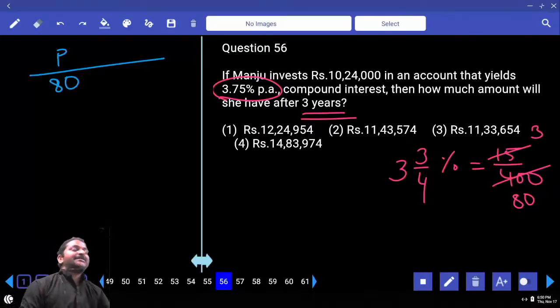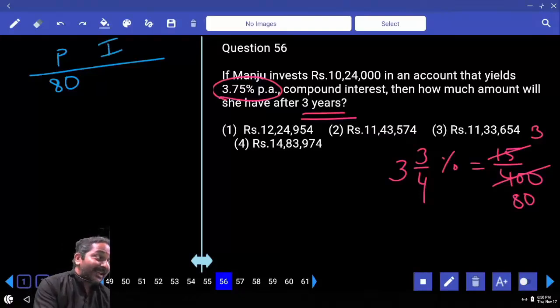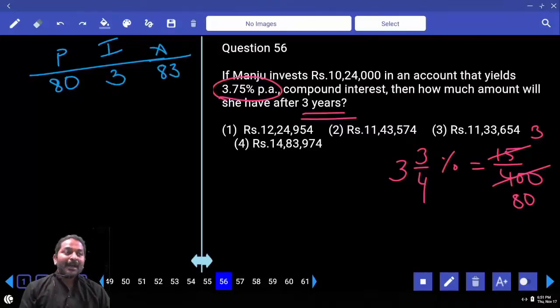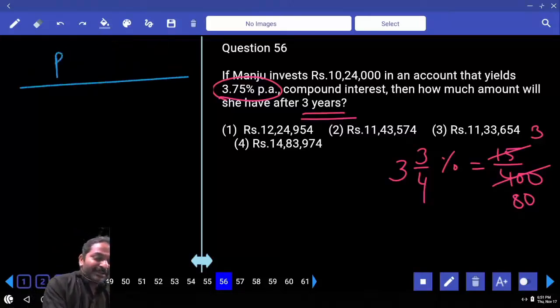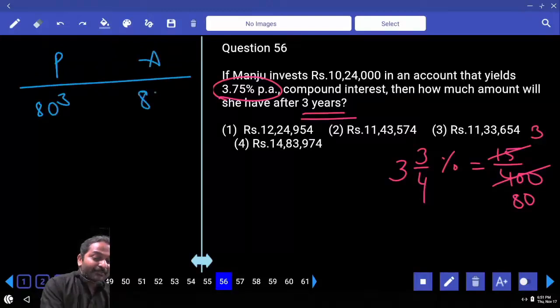So if the principal is 80, and the interest becomes 3/80th of that number, which is 3, the amount becomes 83. Correct? And it is given for how many years? 3 years. Then I should take cubic values of these numbers. If the principal is 80 cube, the amount becomes 83 cube. Correct?